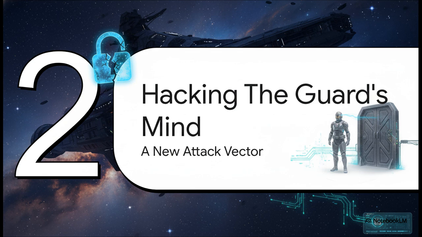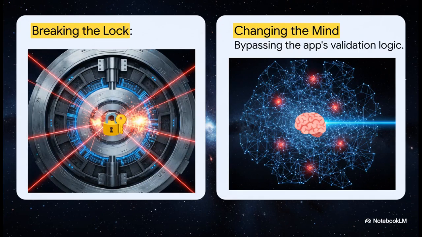Instead of trying to smash the door down, what if we could just convince the guard on the inside to open it for us? And this is where the whole approach shifts. The old way is to attack the lock, the crypto itself. But the new way, it's so much smarter. We go after the app's decision-making process. We're not trying to break the rules. We're just going to rewrite them for a second.